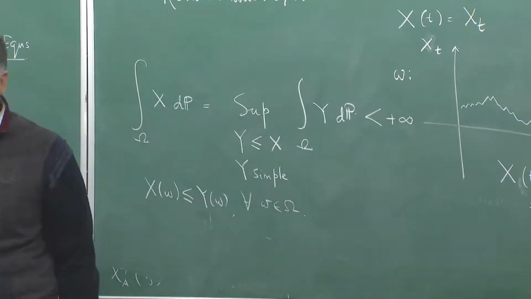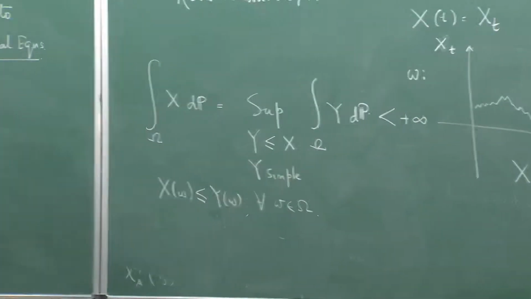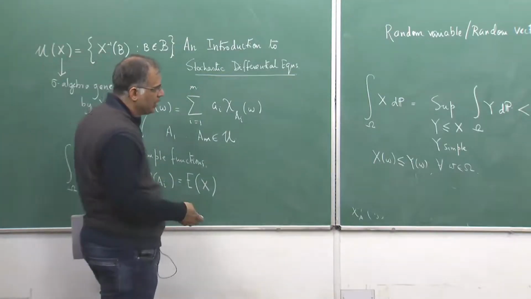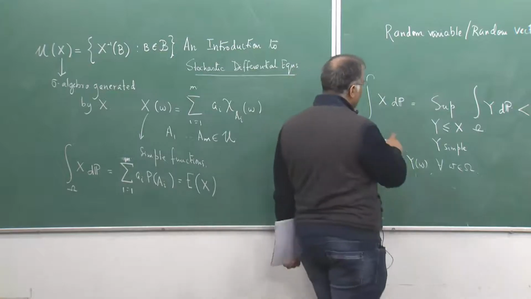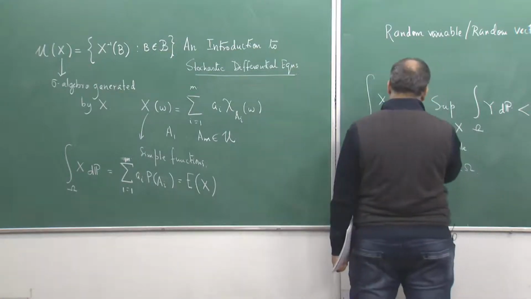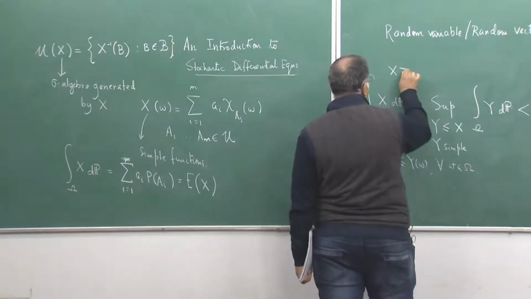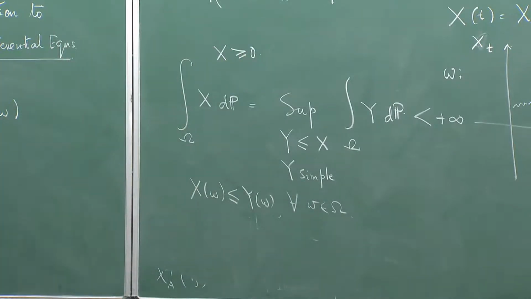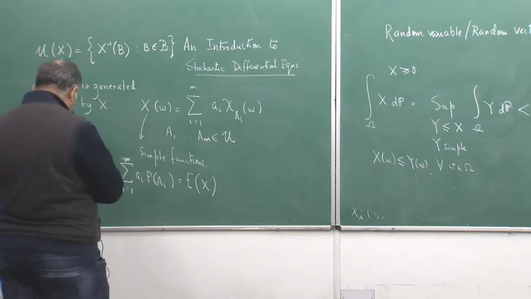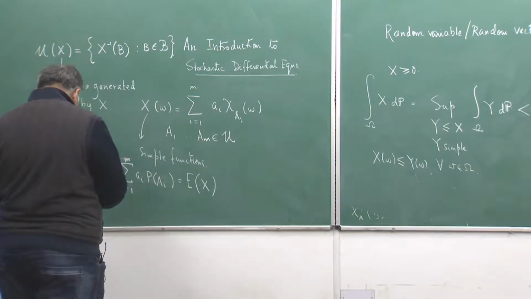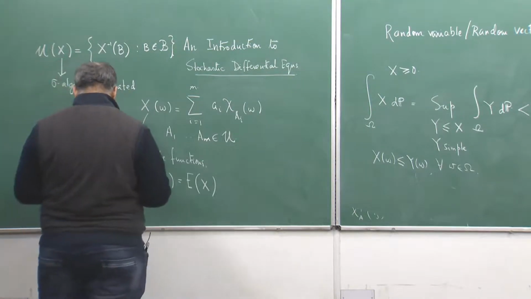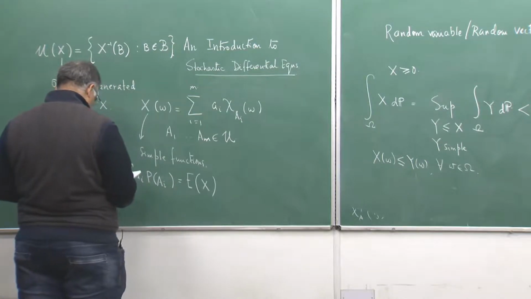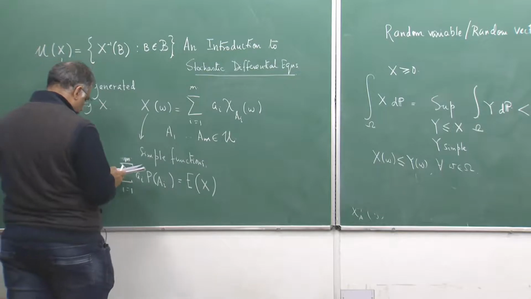This integral is nothing but a generalization of this idea. You use the simple function idea and generalize it. So, this integral is called the expected value of a random variable x. This of course is defined for x greater than or equal to 0, meaning a non-negative random variable. Here I just want to mention that the AIs that I have taken, these are simple functions.